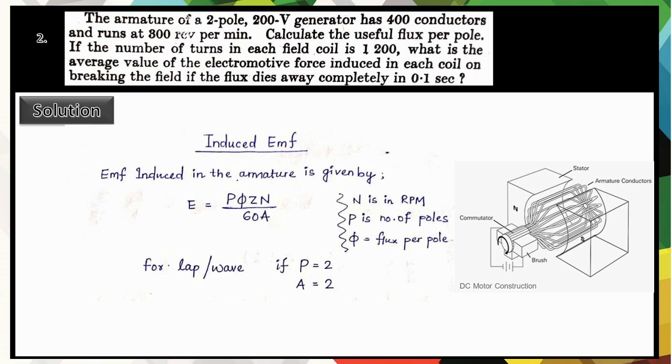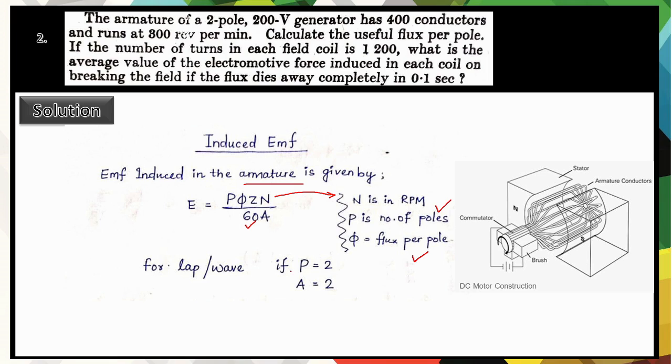So let's solve the question. We know that the induced EMF in the armature is given by the DC machine formula, E equal to P phi Z N by 60A, where remember that N is in RPM, not in RPS. If N is in RPM, this denominator 60 term will come. If N is in RPS, the 60 will not come. Here P is the number of poles and phi is the flux per pole.